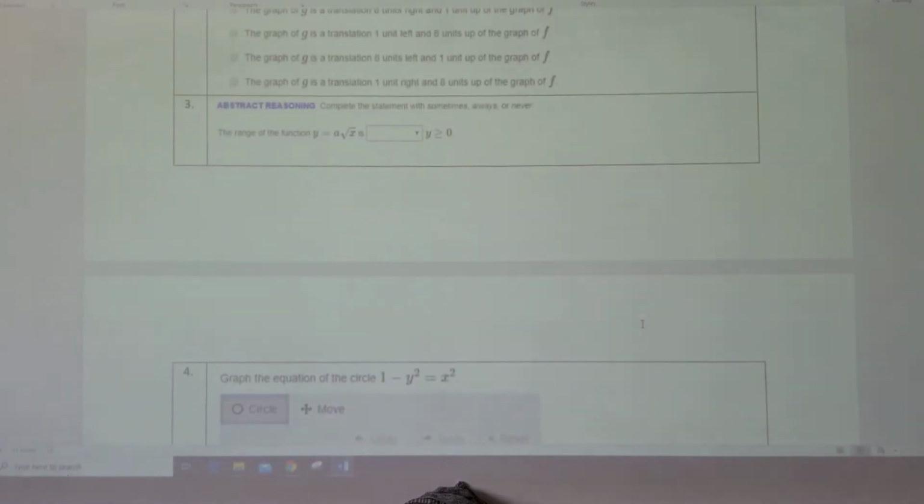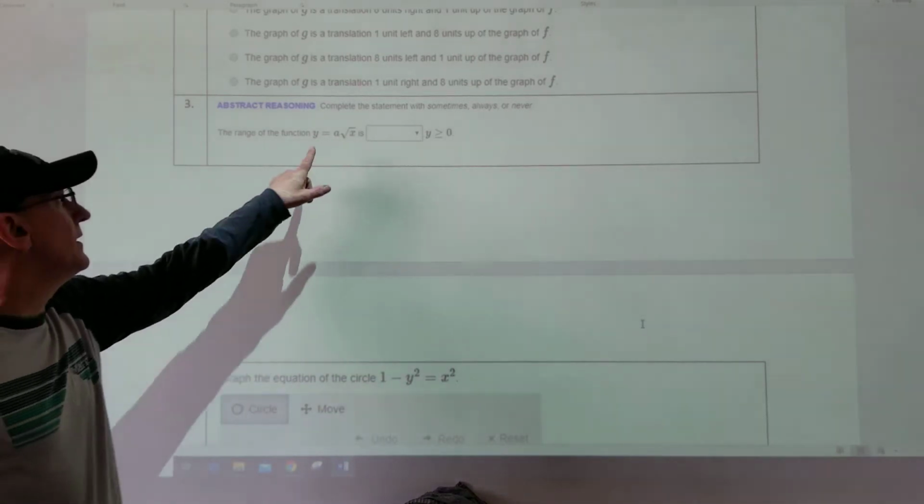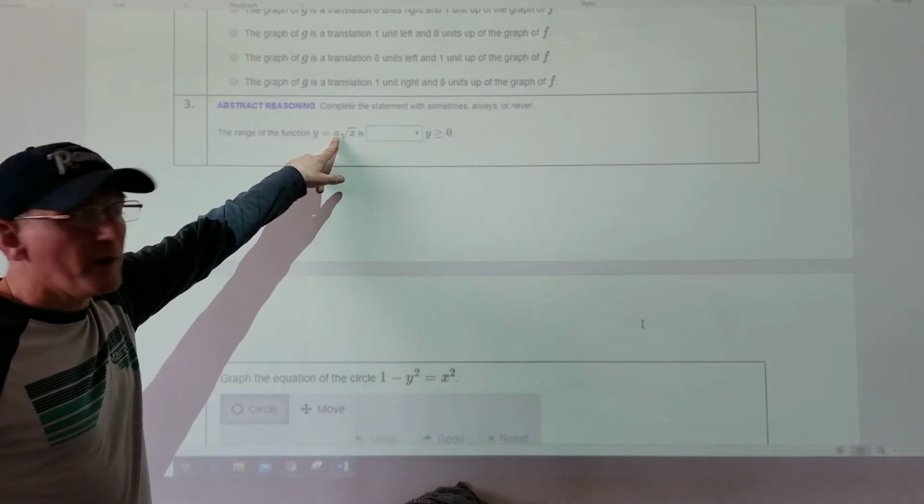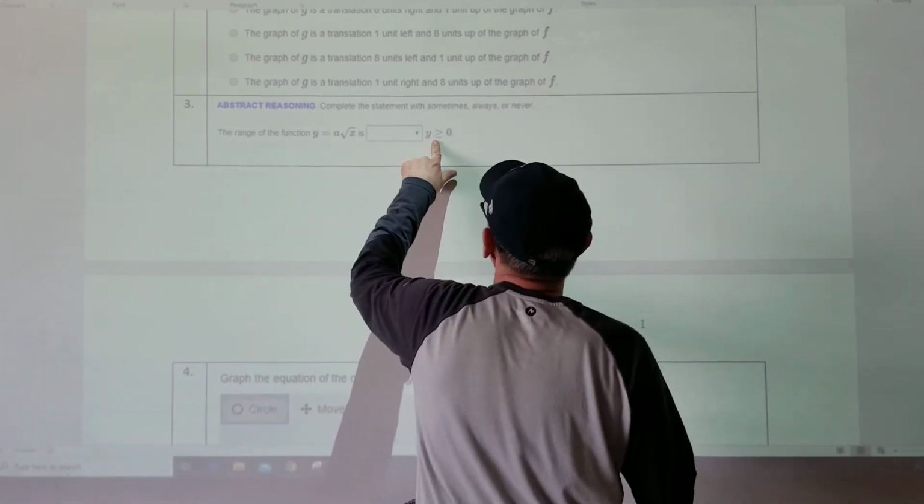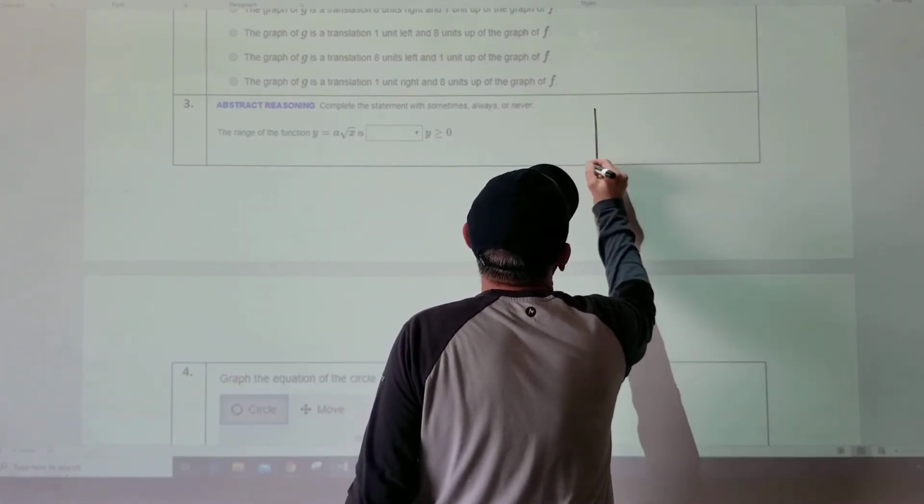Abstract reasoning. Complete this statement. Sometimes, always, or never, the range of this function is y greater than or equal to 0. Okay, now remember, a can be any real number. They didn't specify that. I think they should have. But what they're saying is, no matter what a you put here, you're going to get a graph that has a range greater than or equal to 0.